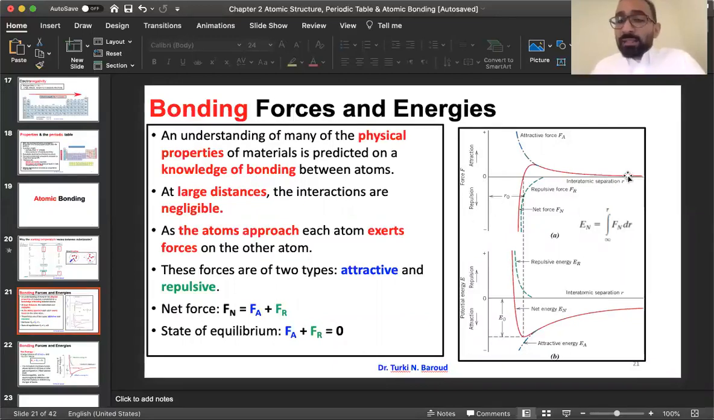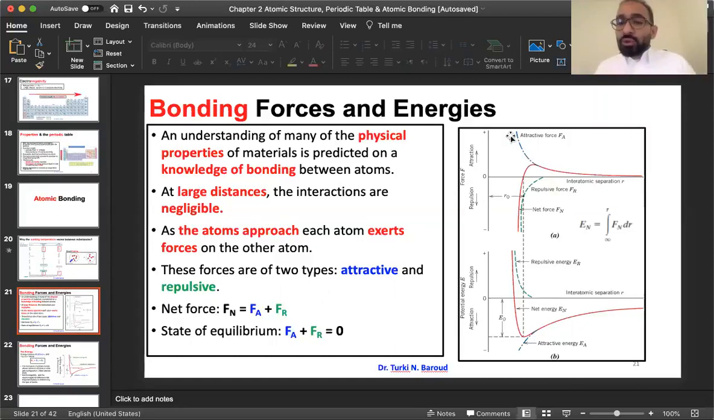Now let's look at the attraction. The x-axis represents the interatomic spacing, how far the atoms are from each other. So if you are here, they are far away from each other, and you start to bring them closer to each other. You're going to follow the blue curve. As you bring them closer, the attractive force is increasing.